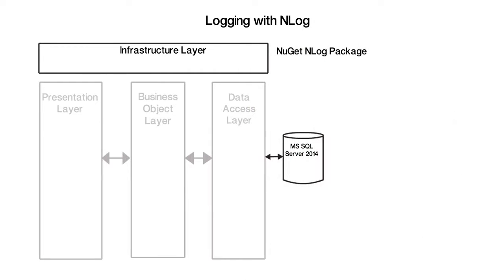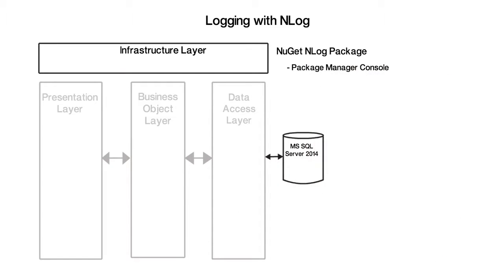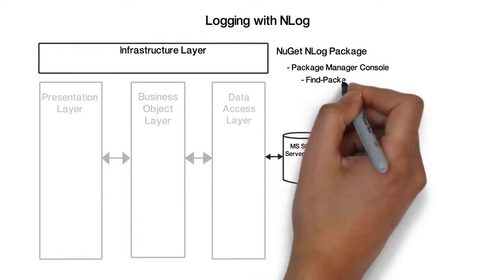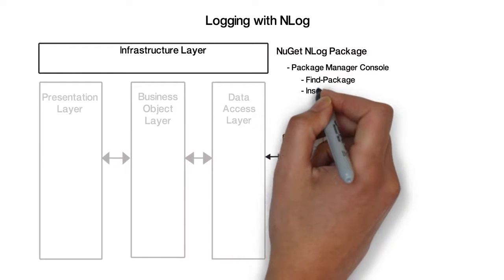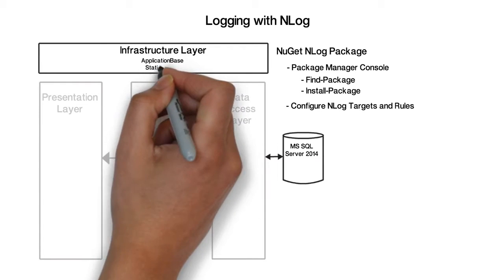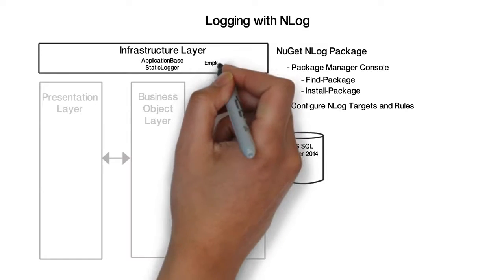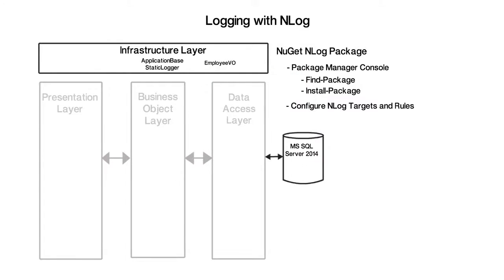I'm going to show you how to use a NuGet NLog package using Package Manager console, and show you how to use two commands: find package and install package. And then once we do that, we're going to configure NLog using configure targets and rules. Okay, and then I'm going to show you how to create two classes: application base and static logger, and then demonstrate each of these classes in an employee VO example.